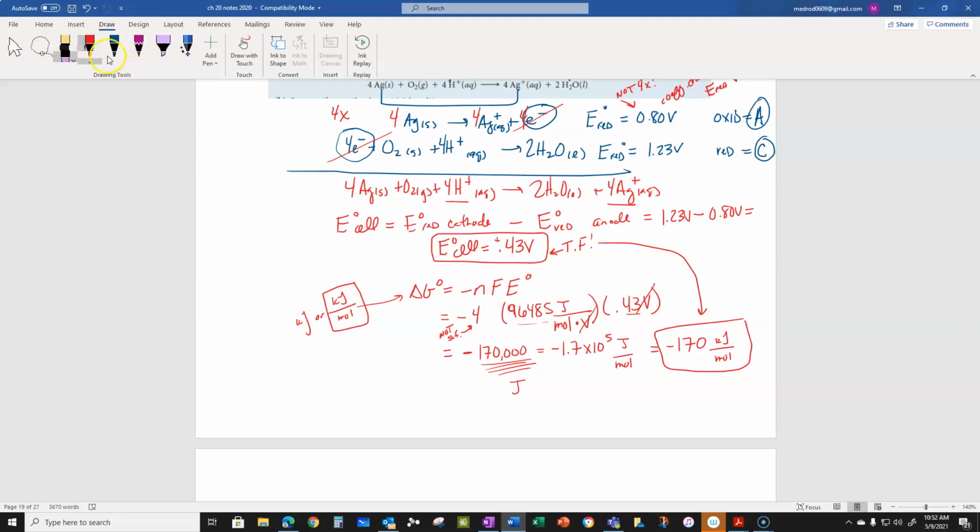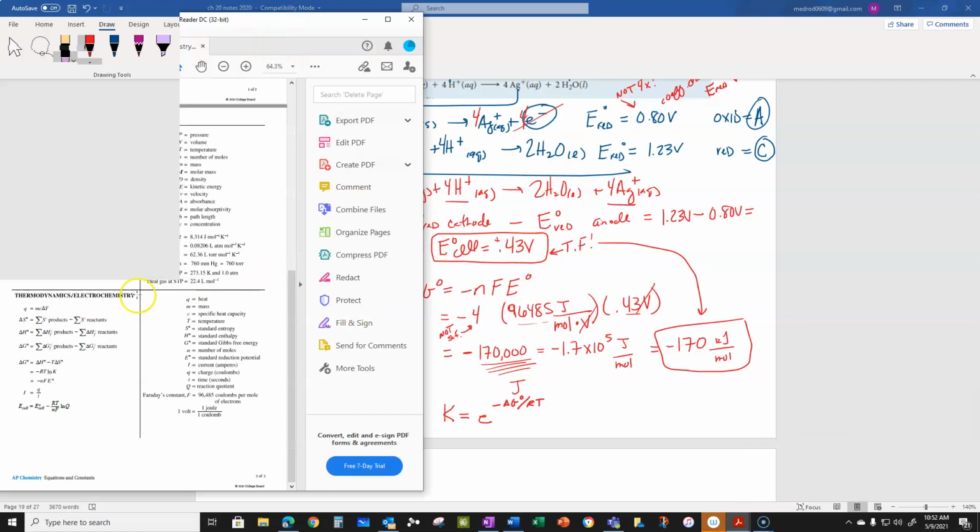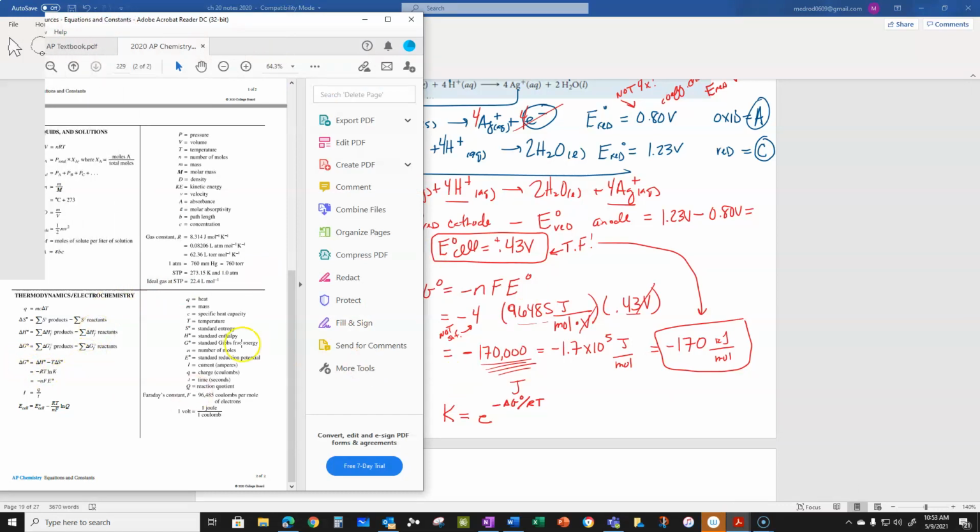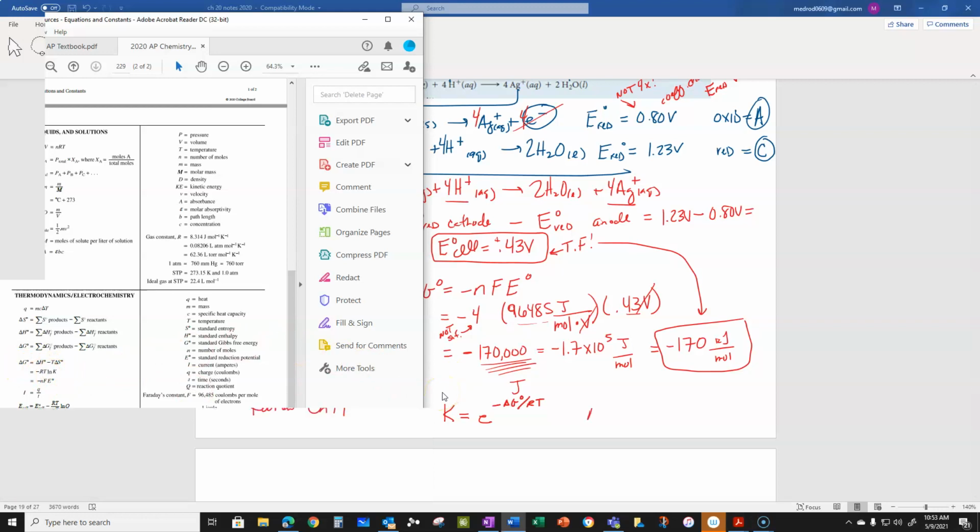So remember for K, and back in chapter 19, reviewing chapter 19, we have K is e to the negative delta G standard state over RT. So remember that equation. I believe it's on your equation sheet, let's check that again. Yep, see, it's right there. Right here on our equation sheet, they list it like this: delta G equals negative RT natural log of K.